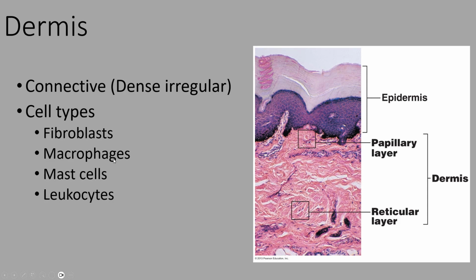We will find macrophages. Macrophages are specific types of white blood cells that wander through our tissues looking for things to eat, either dead cells, dying cells, or invaders like bacteria or other debris.